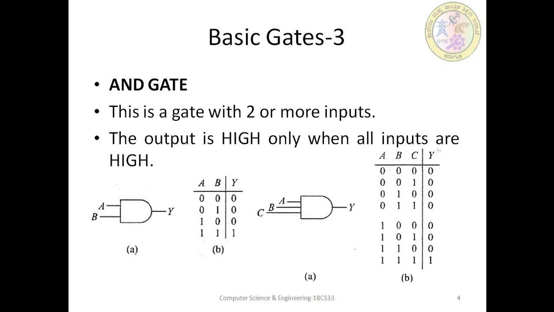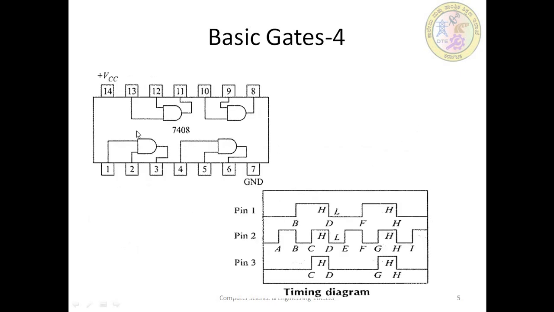The same thing applies to a three input AND gate also. Here you can see the output is only high when all the inputs are high. That means to get the output as high, you should always have all inputs high. The IC number for the 74 series AND gate is 7408. Here you can see it's a 14 pin IC. Whenever both inputs are 00, the output, pin 3, is low. 01 is also low, 10 is also low, and when both inputs are 11, the output will be high.